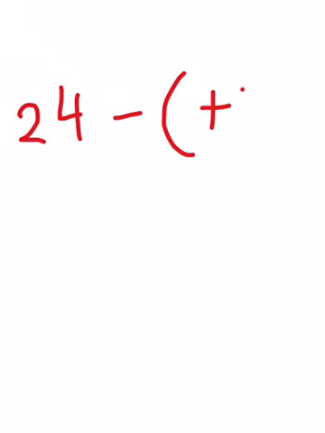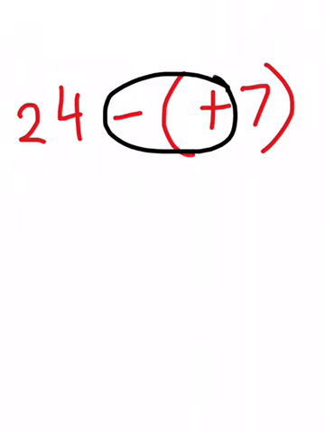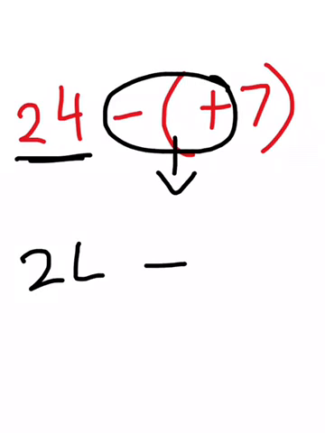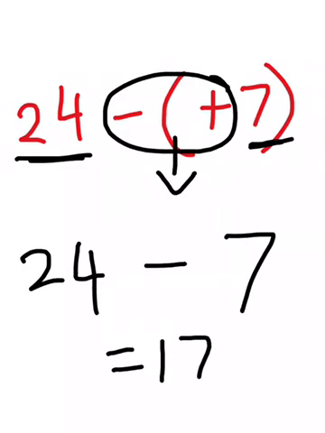Let's do a few more. 24 take away a positive 7. Always rewrite it so it's easier for ourselves. Rewrite that. Different symbols straight away become a takeaway. Write the original numbers again. So we will have 24 take away 7. 24 take away 7 is just normal subtraction. When we work that out, what do we end up getting? We get 17. Let's do a few more.